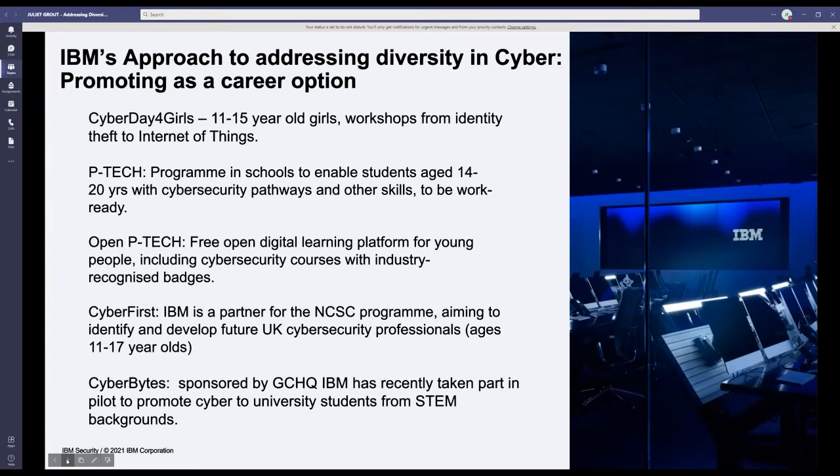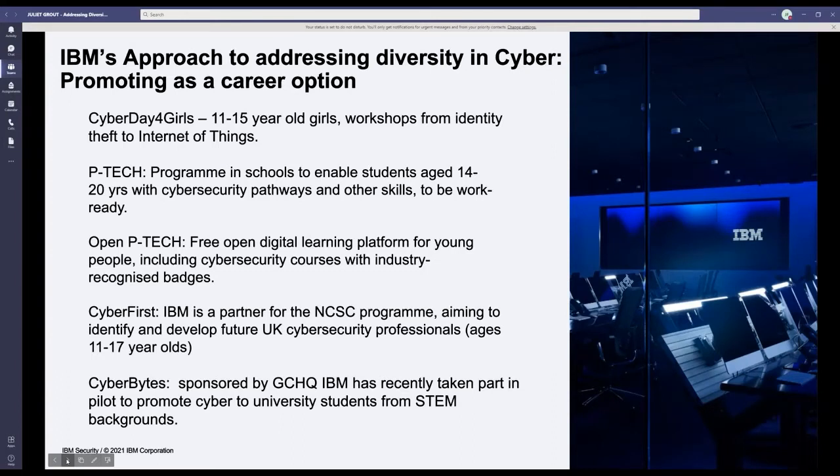Okay, so I wanted to go on a bit to IBM's approach to addressing diversity. And the first area that we really do a lot on in this space is promoting cyber as a career option. I firmly believe in the mantra, you can't be what you can't see. So if children and teenagers in particular aren't aware that cyber is a career, then how are they going to choose or aspire to it?